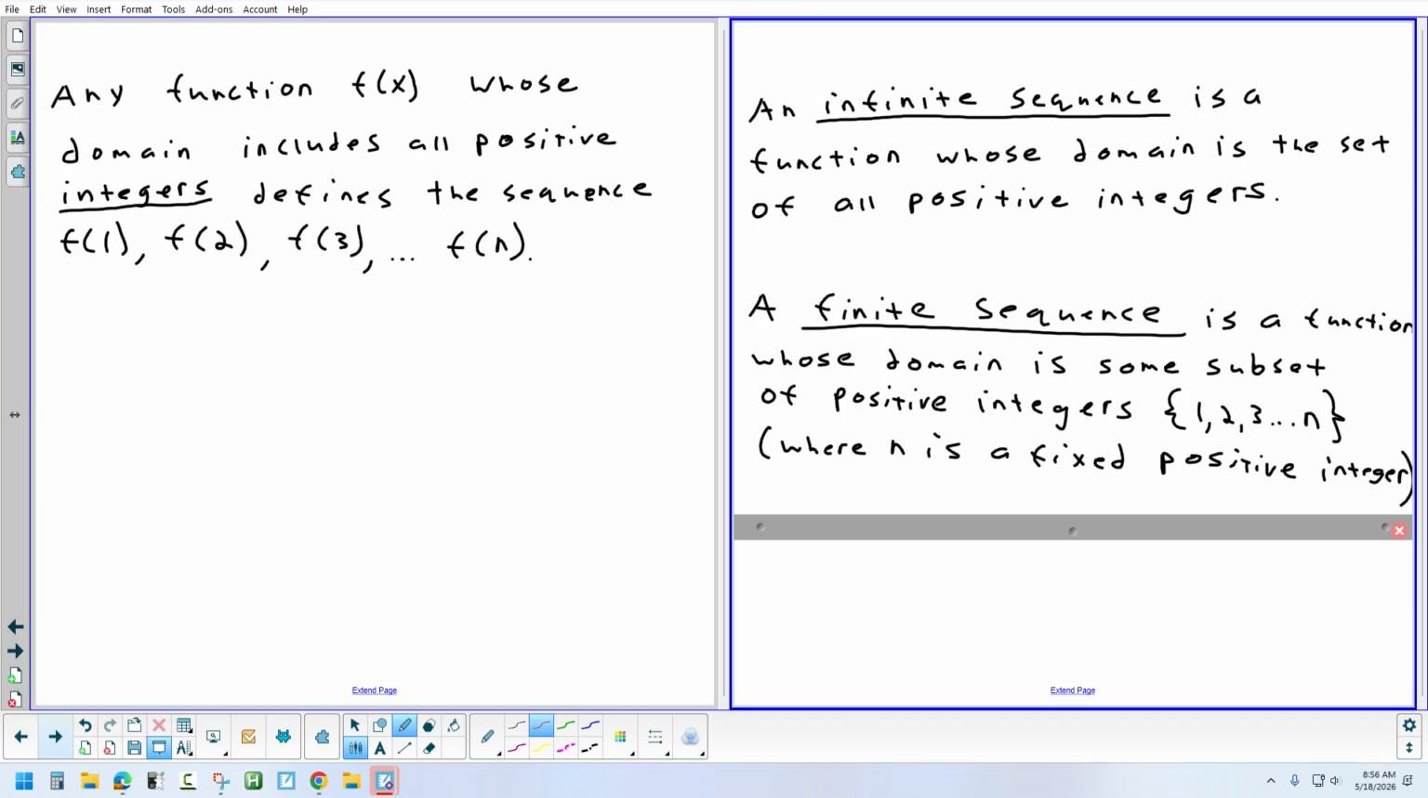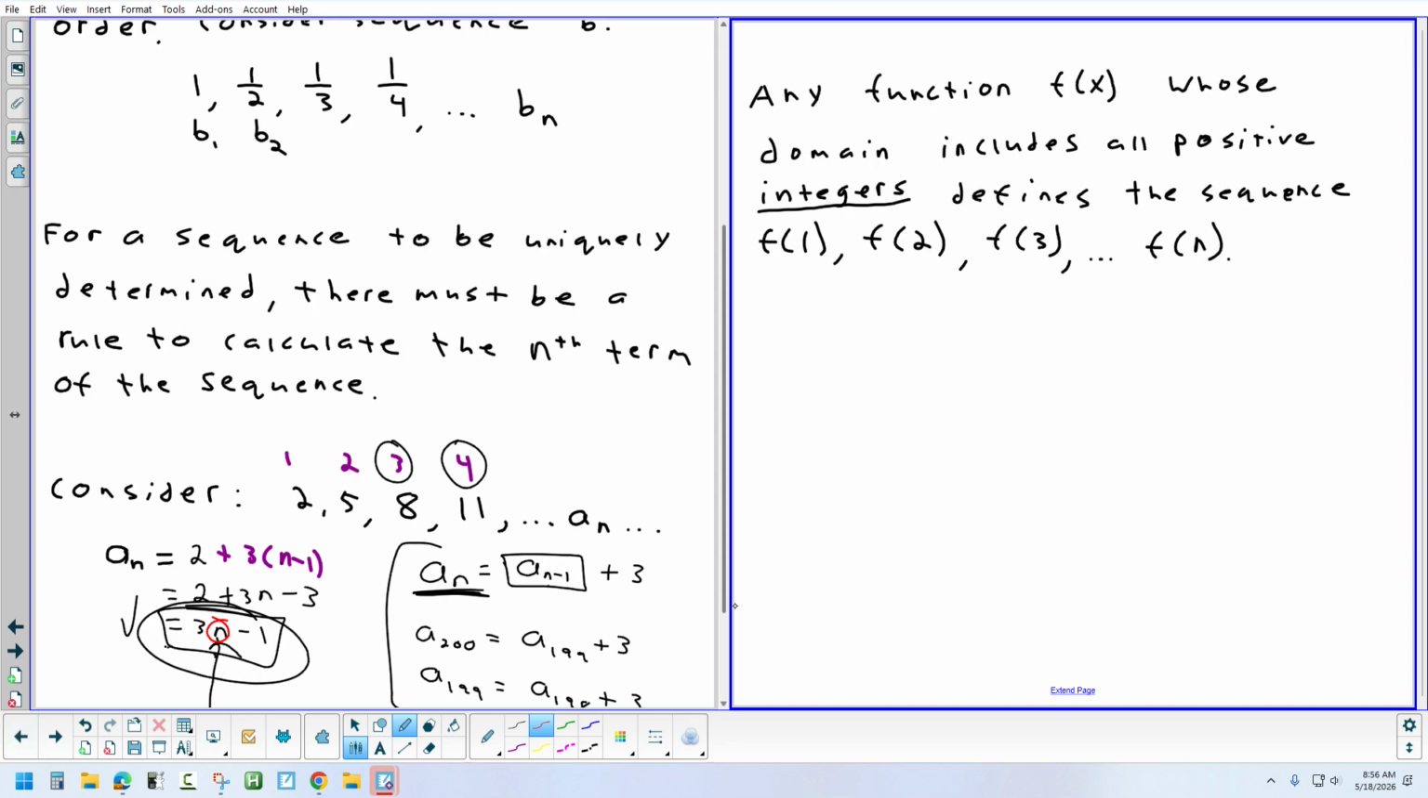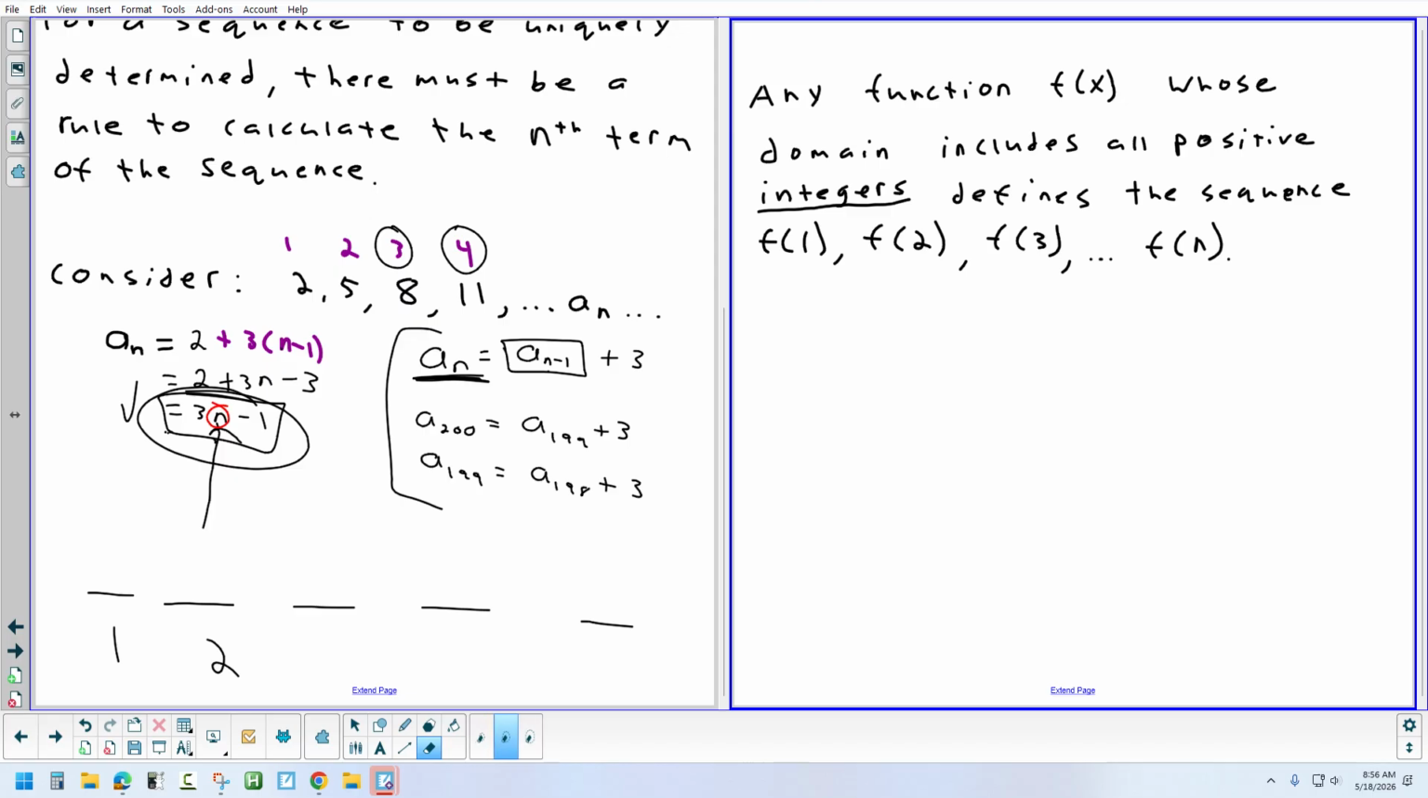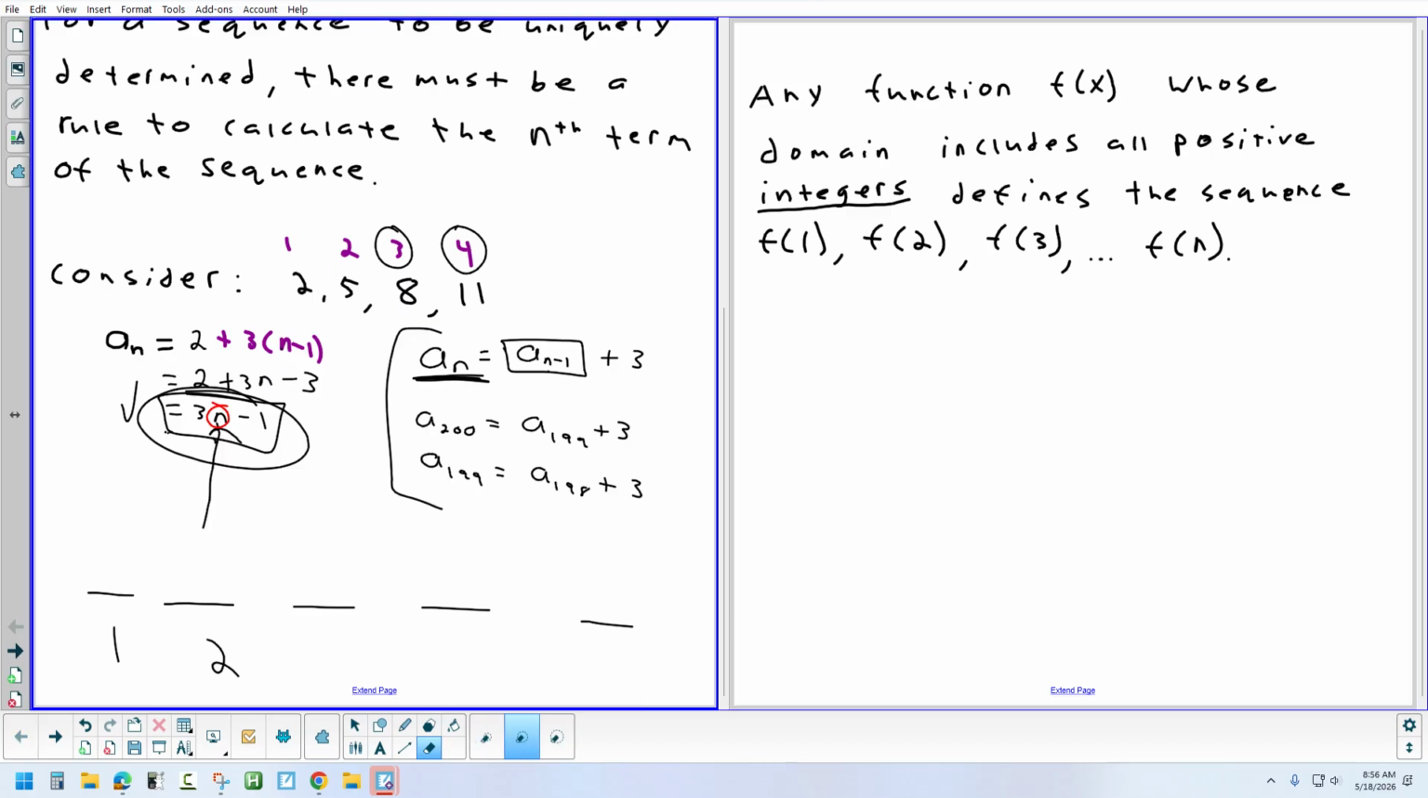So if we go back to this problem, let's say that there wasn't a dot, dot, dot at the end, and it actually stopped right there. That's the entire sequence, 2, 5, 8, 11. If that was my entire sequence, what would be the highest number I would be allowed to plug in for n?